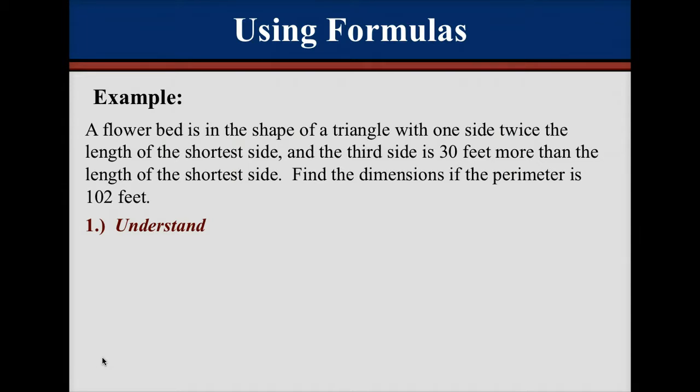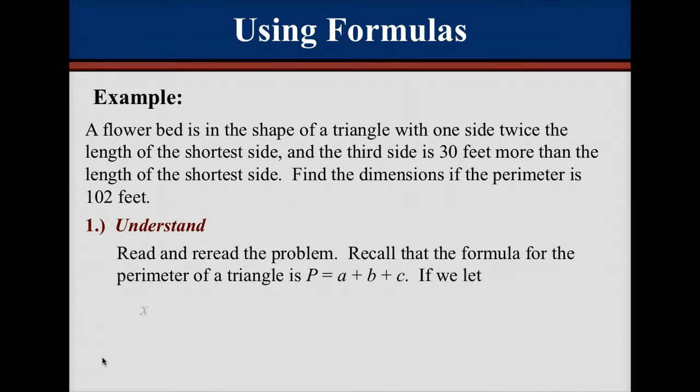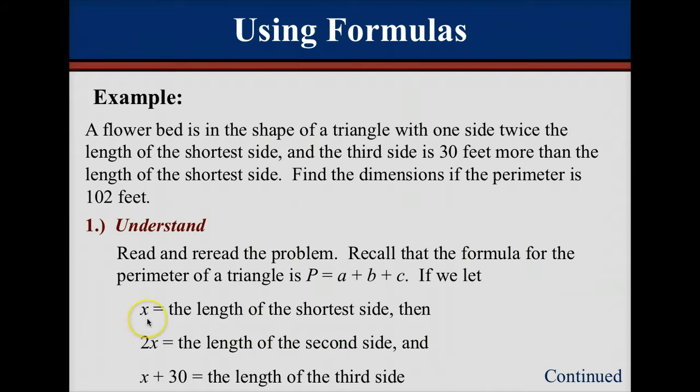I first of all would draw myself a triangle. We don't know what the length of the shortest side is, so I will label it X. So on one of the sides of the triangle, I'd label X. One of the sides is twice the length of the shortest side, so the length of the second side is 2x, and the third side is 30 feet more, or we're going to add 30 feet to the shortest side, so x plus 30.